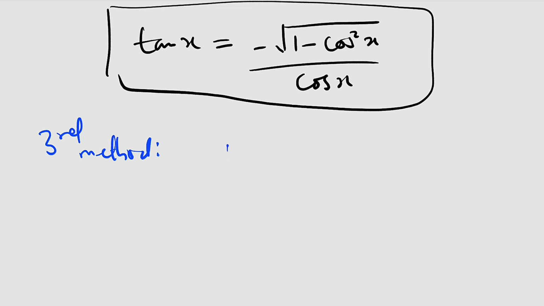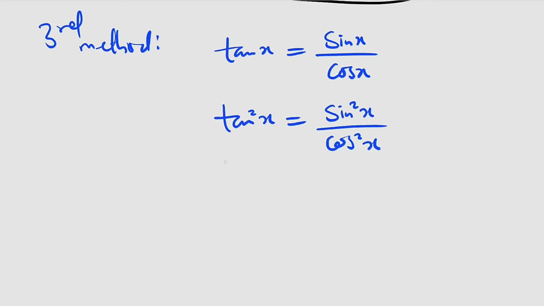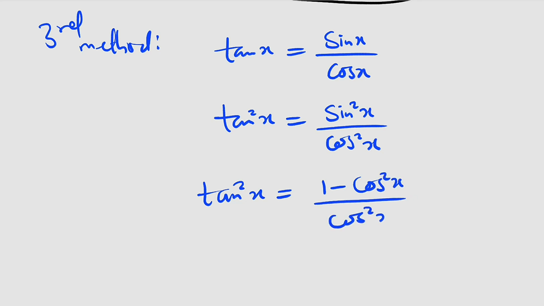Since tan ratio, which is tan x, is equal to sine x divided by cos x, it implies that tan squared x is equal to sine squared x divided by cosine squared x. But remember that sine squared x can be written as 1 minus cosine squared x. Therefore, tan squared x is equal to 1 minus cos squared x divided by cos squared x.